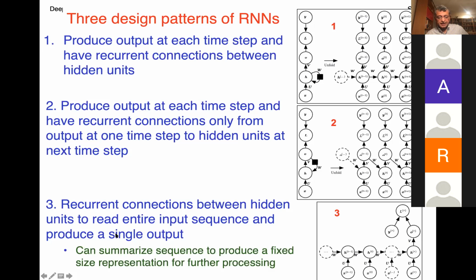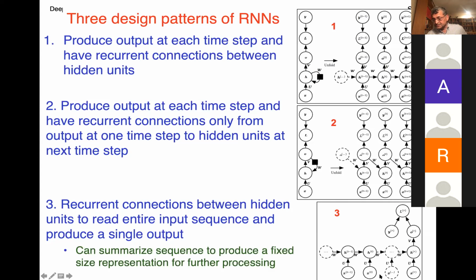Recurrent connections between hidden units to read the entire input sequence and produce a single output. Okay, this is a different type of task where we are continuing with all the hidden units influencing each other. And we go over to this last part, and the very last hidden state produces an output, and we have a loss function comparing what should have been output and what has been output by the model. There's a loss function. You can imagine that this could be something like sentiment analysis, right?